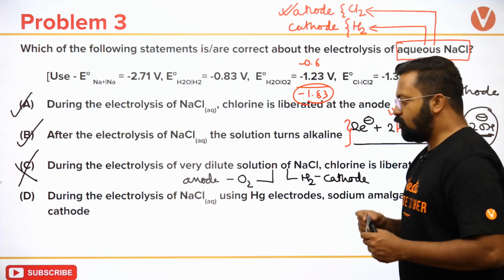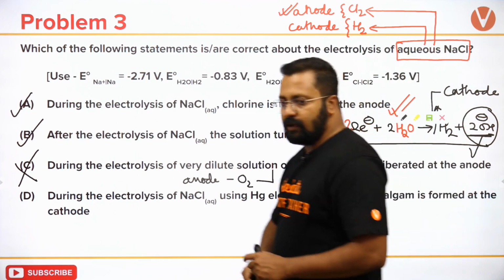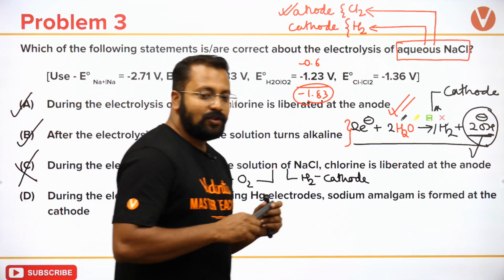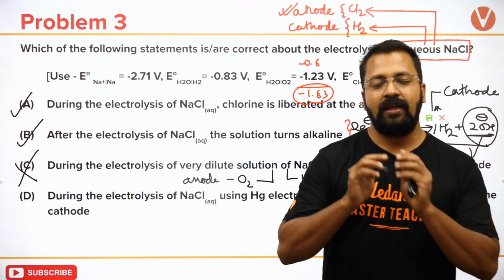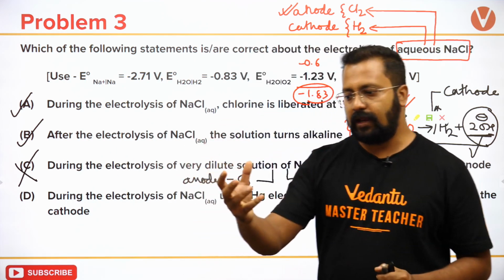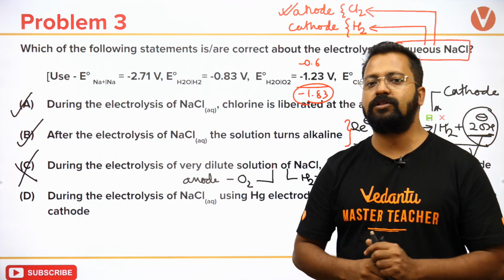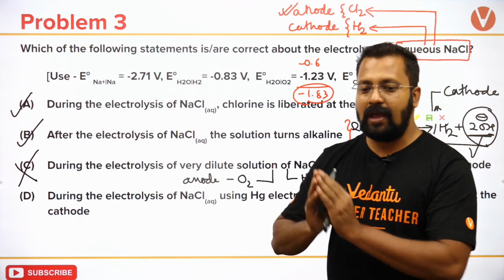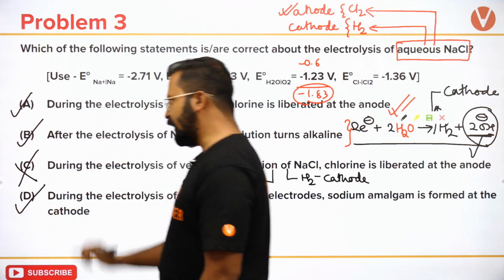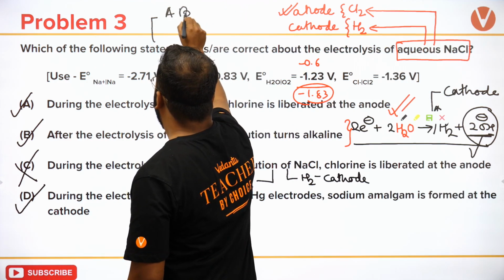Last question. During the electrolysis of NaCl using mercury electrodes, sodium amalgam is formed at the cathode. When sodium chloride is being electrolyzed with a mercury electrode, it will trap sodium and make this reaction go in the forward direction, and we get sodium amalgam. So the right answer should be D. So our answer is A, B, D.